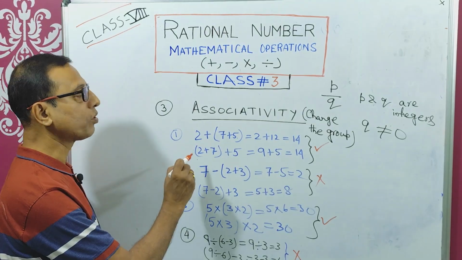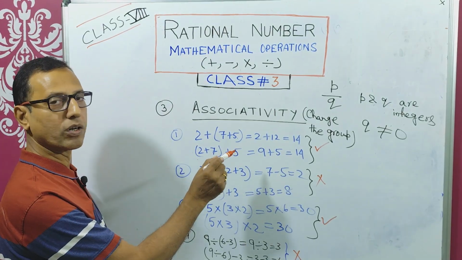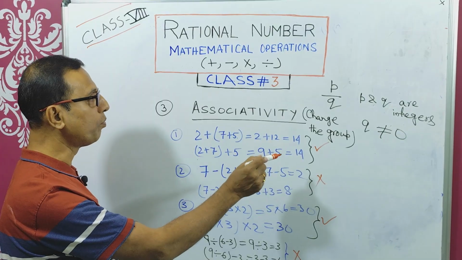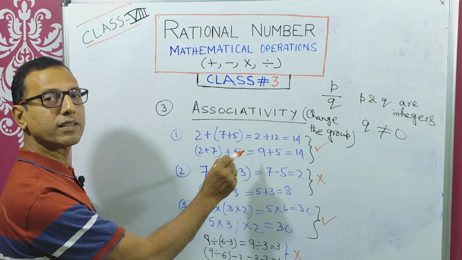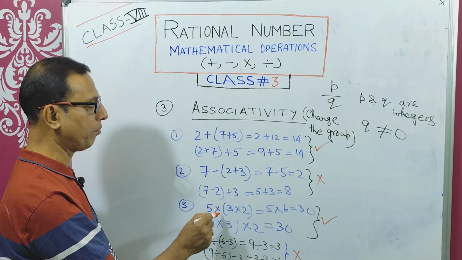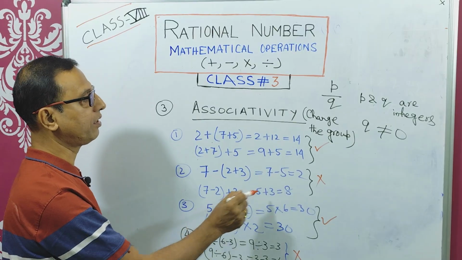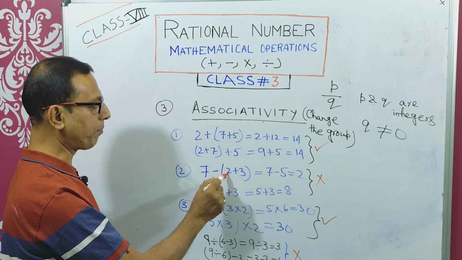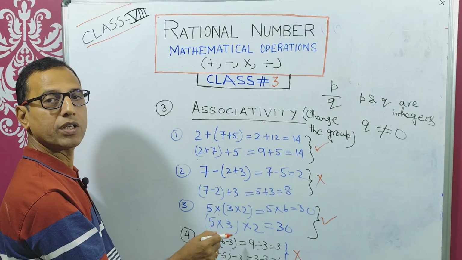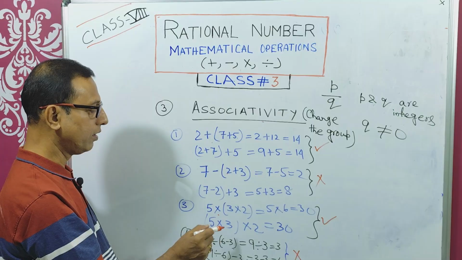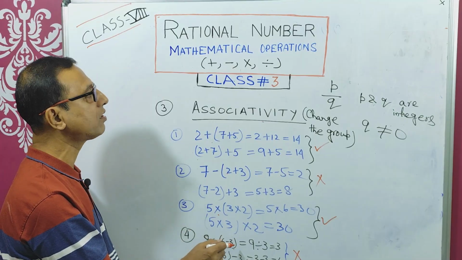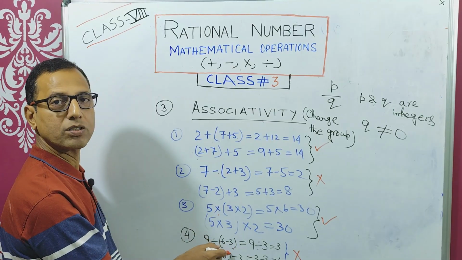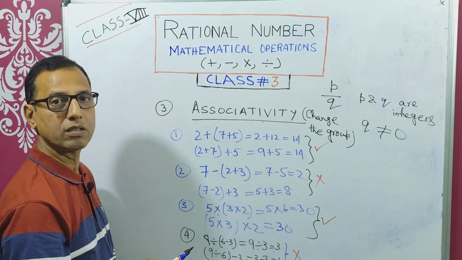That means it does not support associativity. So for more than two numbers, if you change the order or change the group, it does not impact the result of addition or multiplication. So therefore addition and multiplication support associativity. But for subtraction and division, if you change the group of numbers, then the result gets changed. That means subtraction and division do not support associativity.